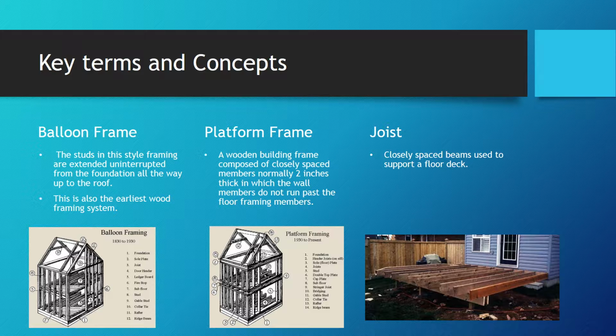And the platform frame, a wooden building frame composed of closely spaced members, normally 2 inches thick, in which the wall members do not run past the floor framing members. And then there's that picture right under there of platform framing. And then joist, closely spaced beams used to support a floor deck. And then there is that picture right there for you.